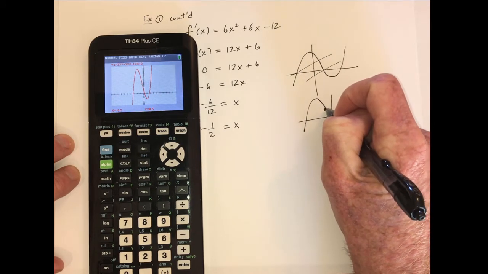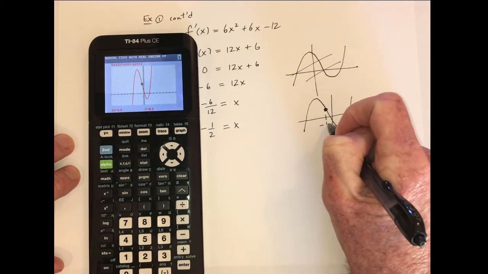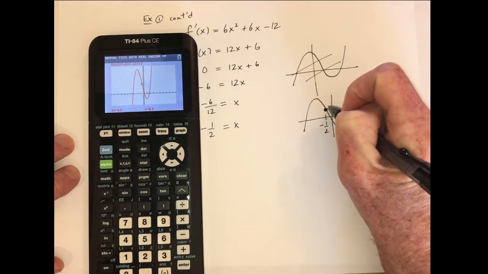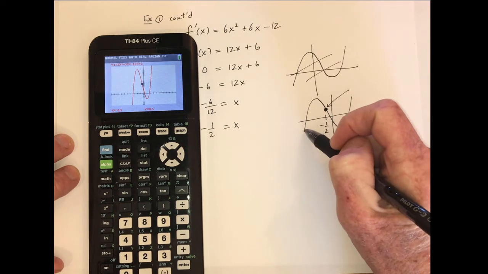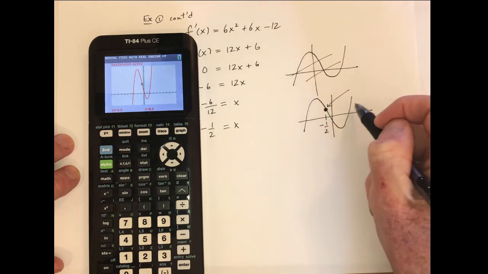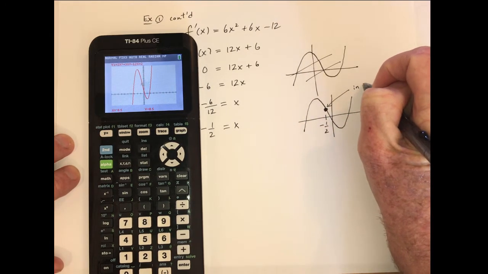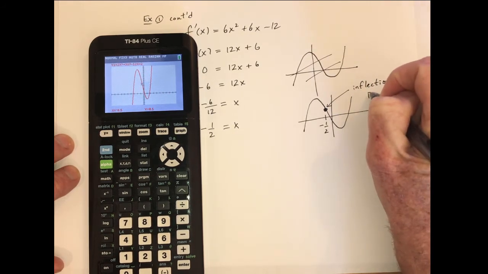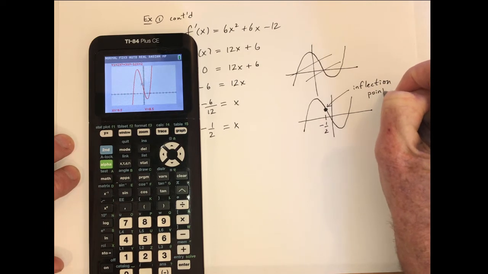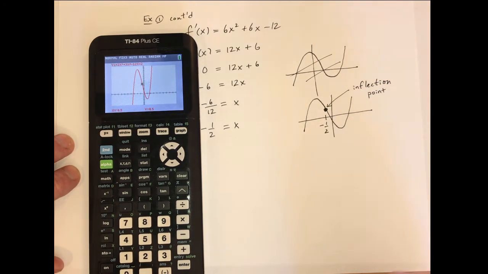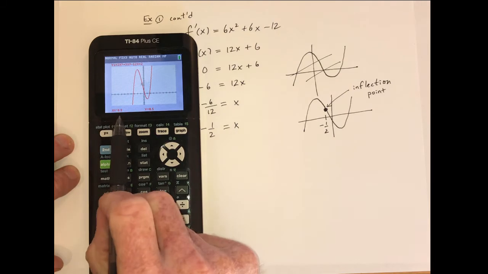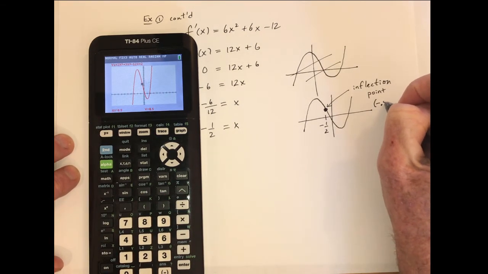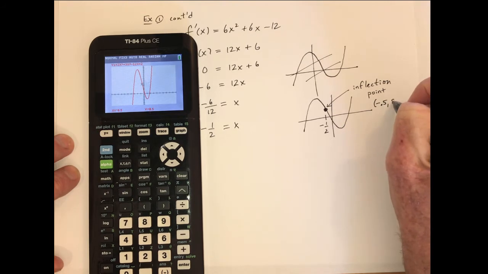And then right here is where x equals -1/2. And that point where it's changing from concave down to concave up is called an inflection point. So it inflects. And I guess I could even write that down. So that is at (-0.5, 8.5).